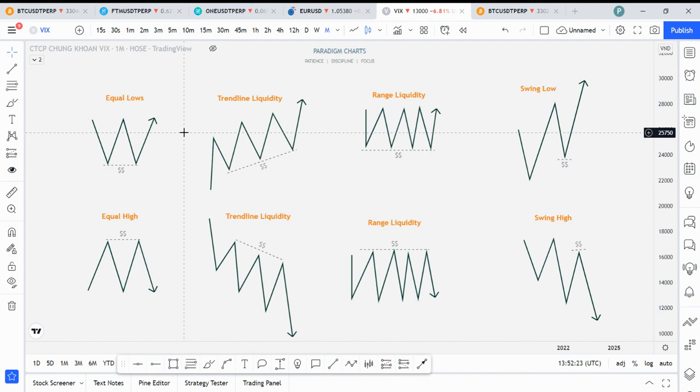Okay, so when you are taking a trade, you want to make sure that liquidity has been taken. So buy side liquidity or sell side liquidity has been taken before you enter that trade. And when you are looking to take profit, you can target the equal lows and equal highs as your take profit. Now, trend line liquidity.